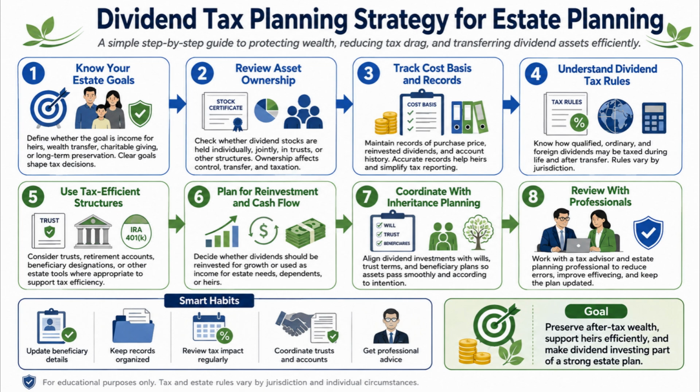A tax advisor and an estate planning professional can help reduce errors, improve efficiency, and update your plan when laws or personal circumstances change. Since rules vary by jurisdiction, professional guidance can help you avoid costly mistakes and keep your plan practical. Along the way, a few smart habits can make a big difference. Update beneficiary details regularly, keep all records organized, review the tax impact of your portfolio from time to time, and make sure trusts, accounts, and estate documents are working together. Most importantly, do not wait until it is too late to organize your plan.